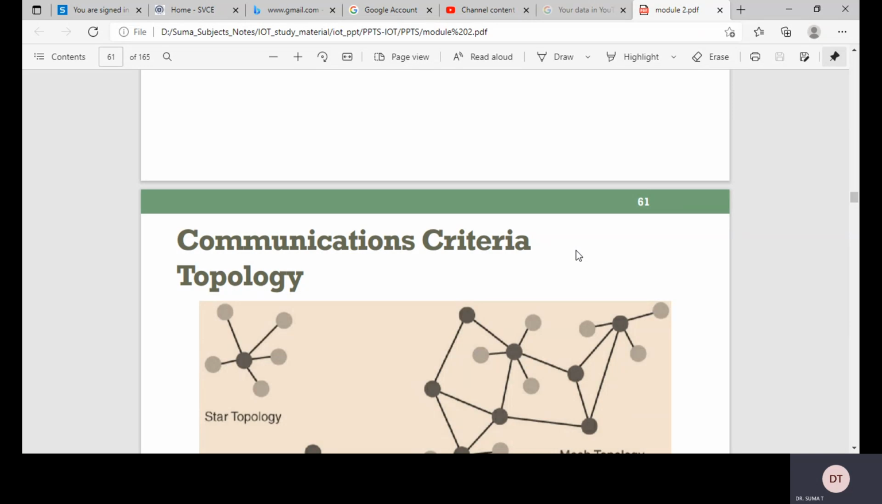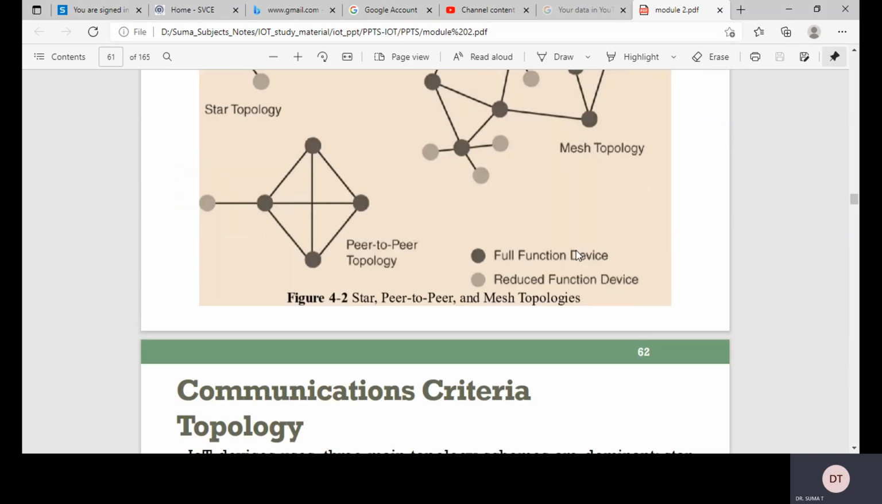So next is topology. That is also one communication criteria where the different nodes are able to communicate. Among the access technologies available for connecting the IoT devices, there are three main topology schemes that are dominant: star topology, mesh topology, and peer-to-peer topology.